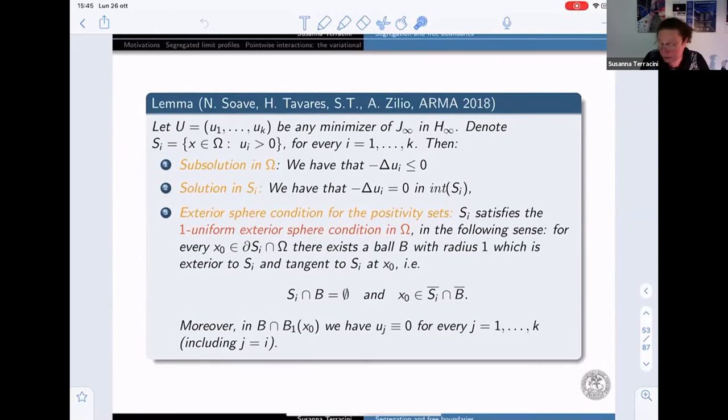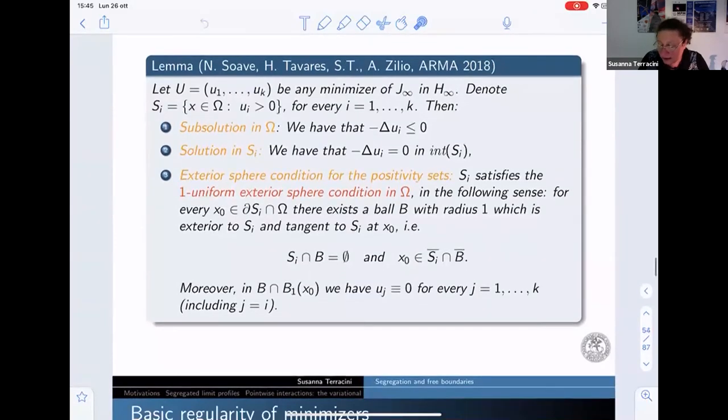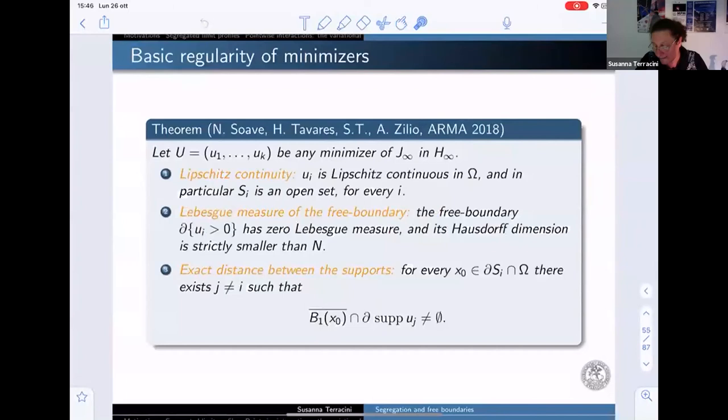This is somehow, let's say, natural because of this lower bound on the distance of one positivity set to the other. In fact, the distance between these positivity sets is always exactly one. And okay, from this starting consideration, one can obtain Lipschitz continuity of the solutions of the UI. That the Lebesgue measure of the free boundary is zero. Look, this is a very rough statement, okay?